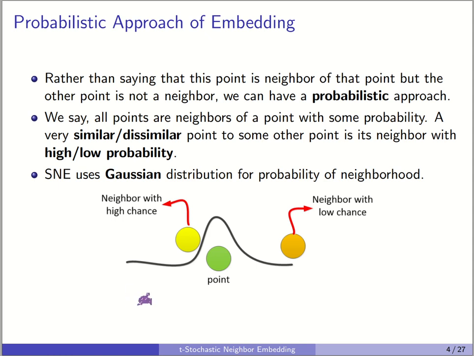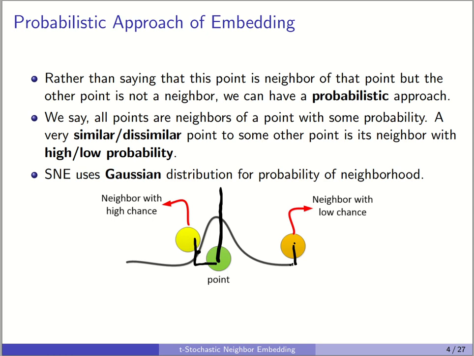I'm showing this in this figure. Assume that this point is the mean of this Gaussian distribution, and the point which is close to it is a neighbor with high probability, but the point which is far away from it is a neighbor with very low probability. Therefore we can have a distribution, not necessarily just Gaussian, around every point to determine other points as its neighbors, stochastically, not deterministically.